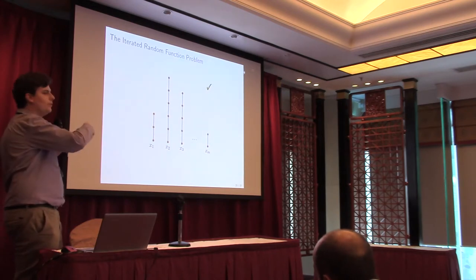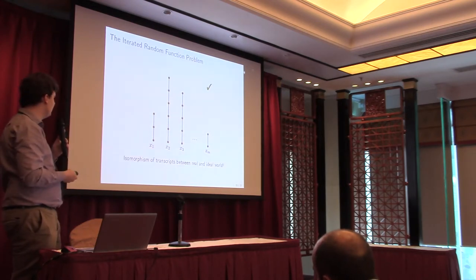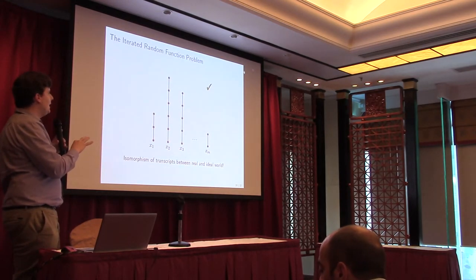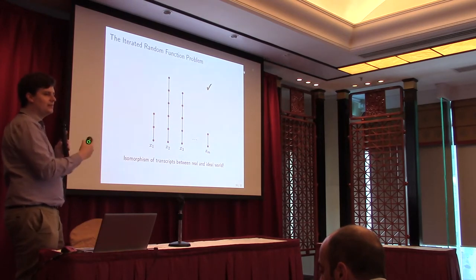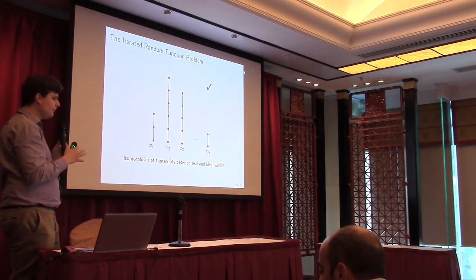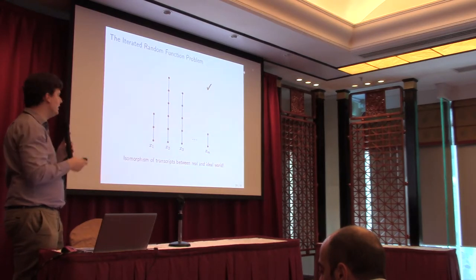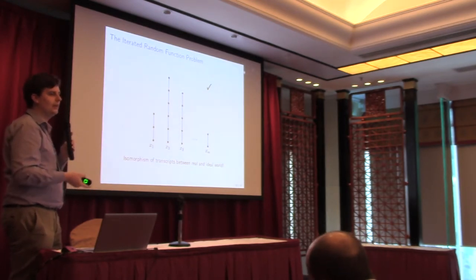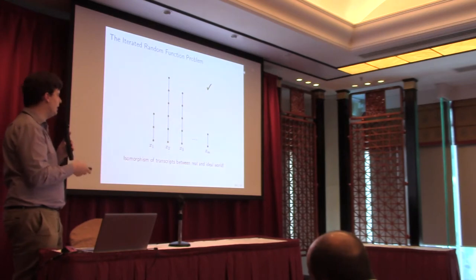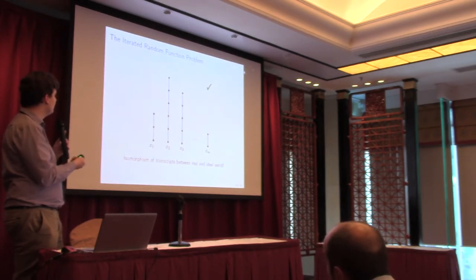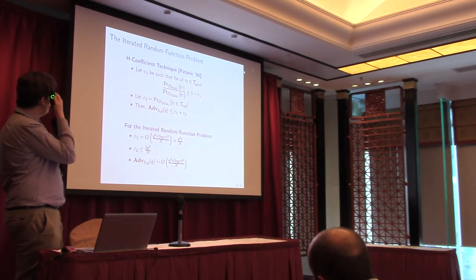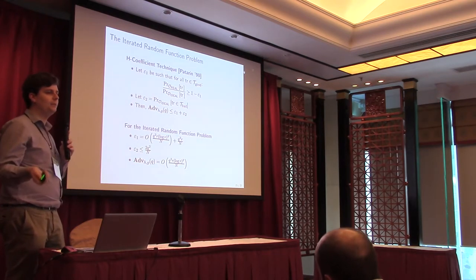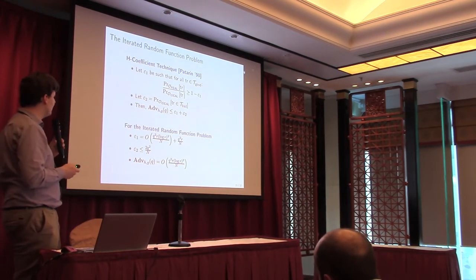So basically a set of lines with a certain number of starting points. Interestingly, this is something that will define an isomorphism of transcripts when you have these lines that don't have any cycle or any collision between the transcripts in the ideal world and the real world. And that's a crucial thing to actually get the proof, to see the generality of the result. So then let's apply the H coefficient technique. So again, here I give the lemma of the H coefficient technique that we applied to PRP pairs, and we're now going to apply to iterated random function.